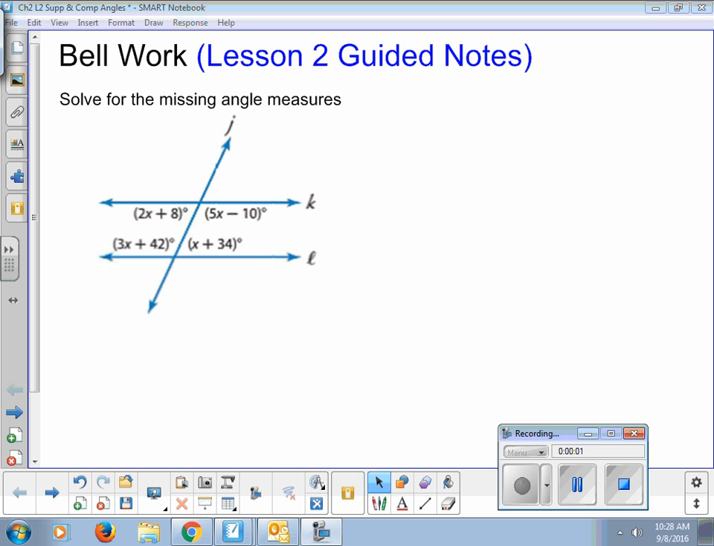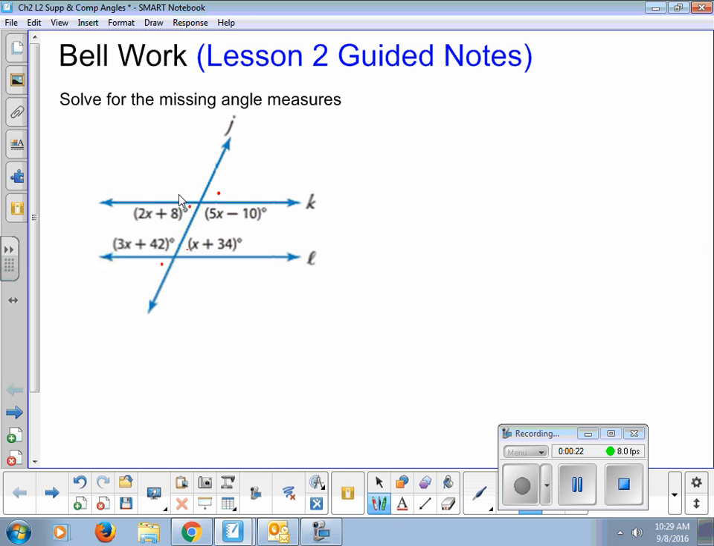To solve for the missing angle measures, I want you to think about the angle relationships that we learned yesterday. We learned about vertical angles and adjacent angles. Vertical angles are angles that are directly across from each other. Do we have any that are directly across from each other?